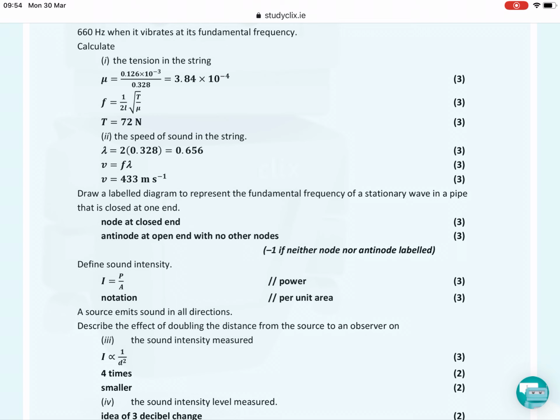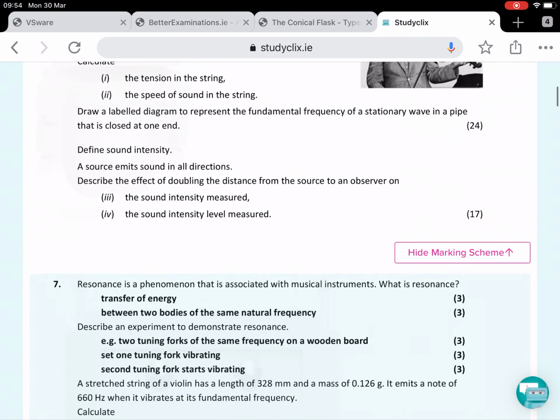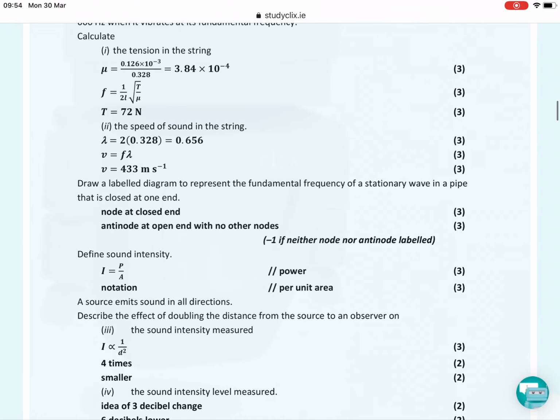So the next bit then, to define sound intensity, again, you've just got your formula. I equals P over A. Intensity equals power over area. And you can just fill in the formula as long as you say what each thing is.